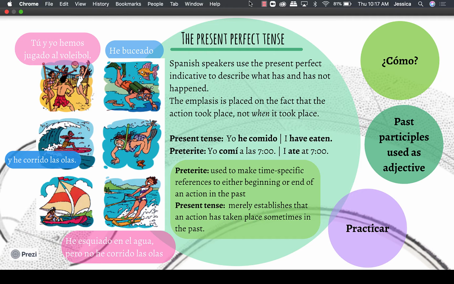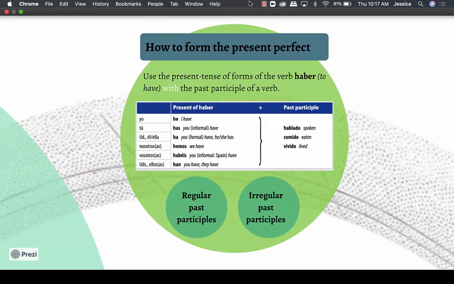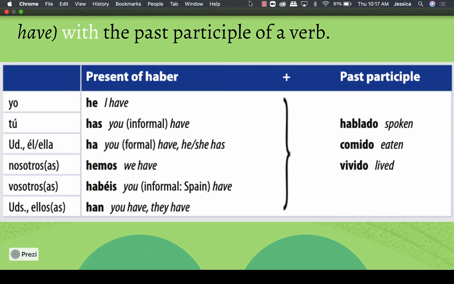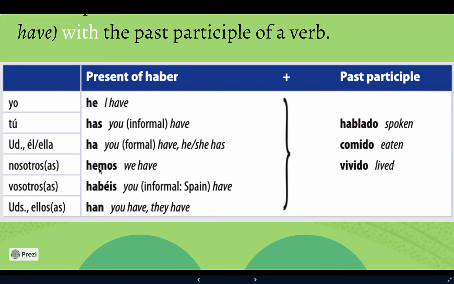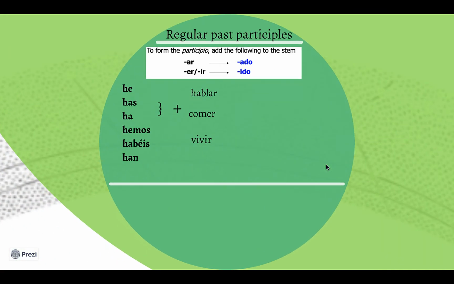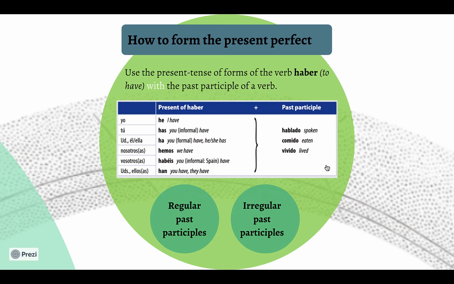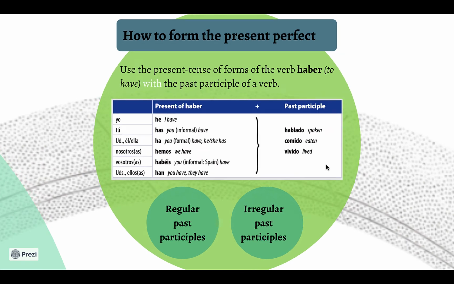¿Cómo? How do you create the present perfect? Bueno, first we conjugate the verb haber in its present tense forms, as you can see in the chart here. And we follow with the past participle of a verb. So here you have the conjugations in the present form and some participles. Well, how do you create participles? Let me just say that we have regular and irregular participles. Let's start with the regular.